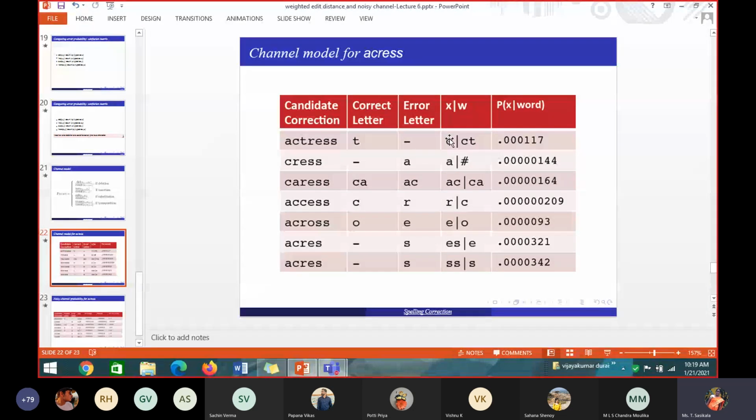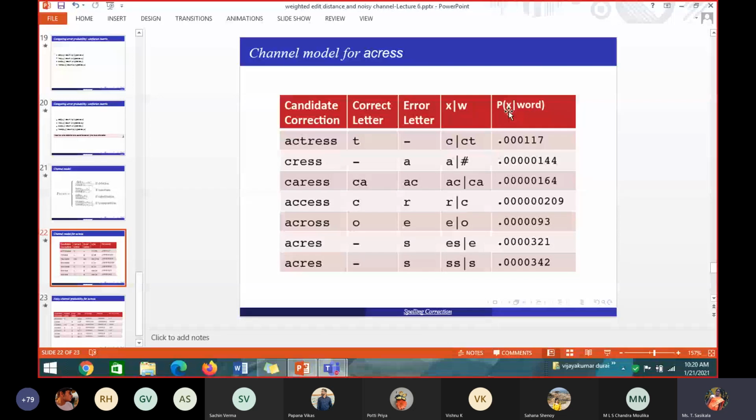CT. But what is X? X is the wrong word. In my correct word, the characters CT are replaced by what character here in the first example? C. Good.